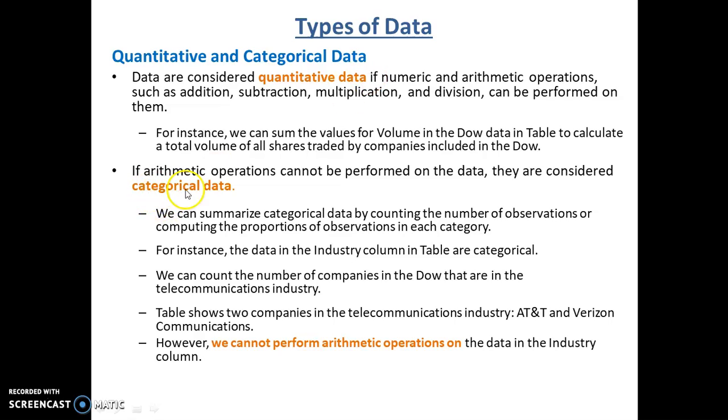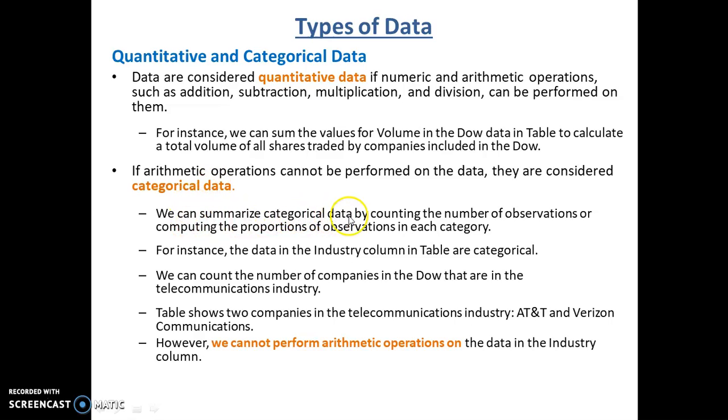If you go to categorical data, then the data will not be numeric, but you can summarize the data. You cannot perform arithmetic operations. That is called categorical data. If arithmetic operations cannot be performed on the data, they are considered categorical data.